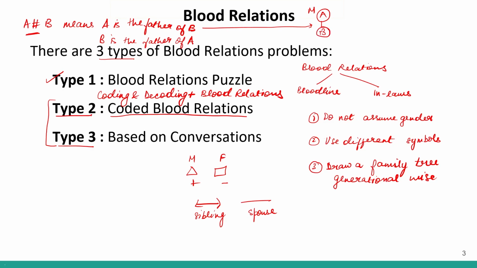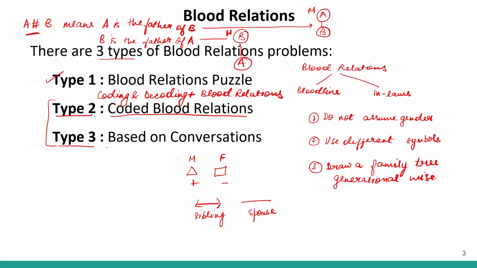So B's gender would be unknown and A's gender is specified, that is male. In case of the second one, that is B is the father of A, it will be written like this: B will be male and gender of A will be unknown. So please pay attention as to how the coding is.